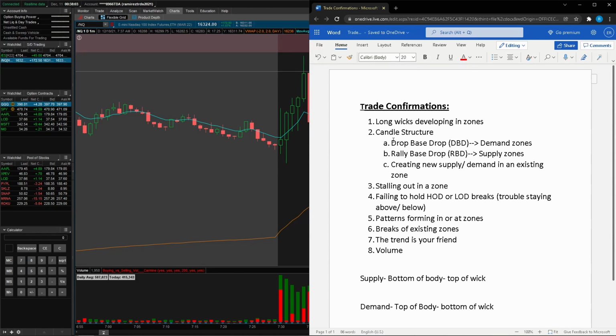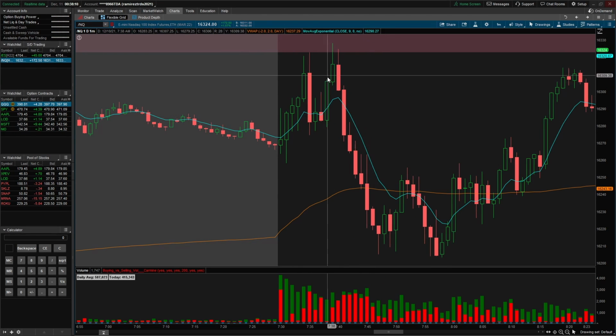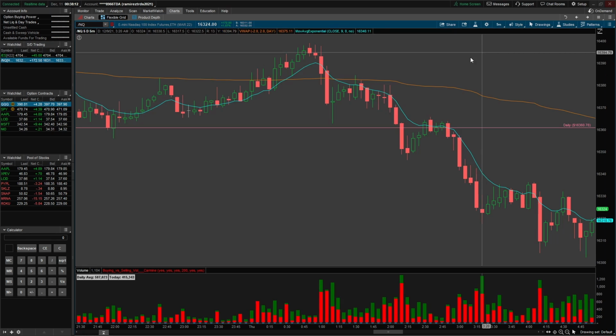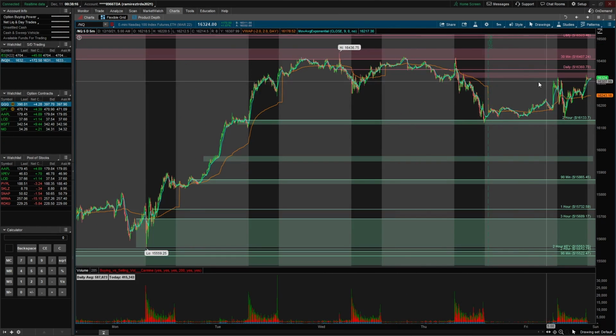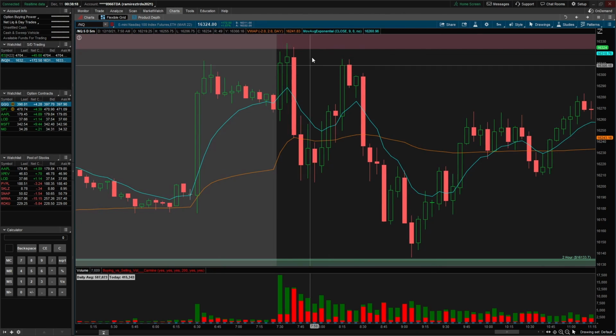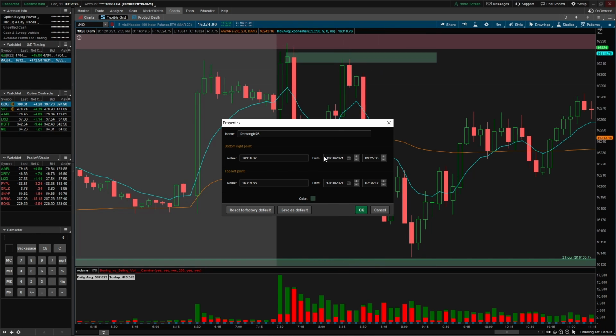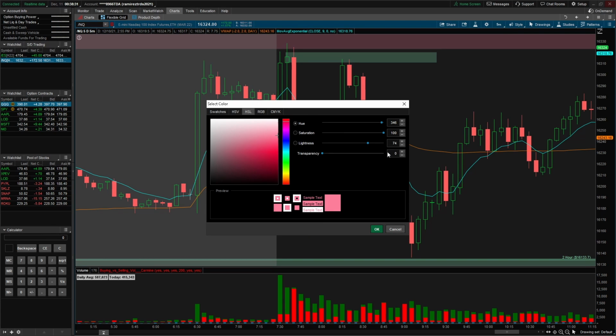Candle structure. The same way that the demand and supply zones can form can also act as confirmation. So right here, I don't chart out 5-minute zones, but this is a perfect example of a zone forming close to a zone. Oh no, didn't mean to do that. I'll change that later. Okay.